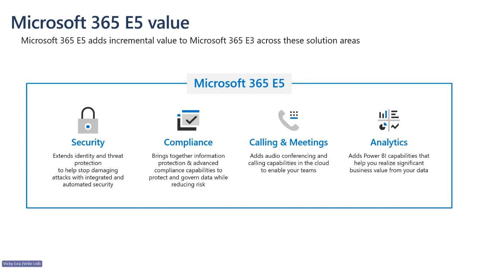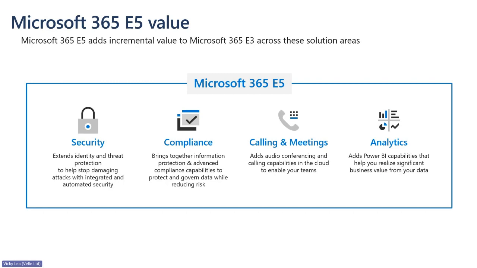We know that E3 gives a good grounding. We've got our Microsoft 365 apps. We've got our user productivity services in Exchange and SharePoint and Teams. We know we've got Windows. We know we've got some security and management tools. So we've got a nice, well-rounded collection of tools when we're working with E3. E5 brings in extra features, and it brings in extra features across, broadly speaking, 4 key areas. So we've got extra security, compliance, calling and meetings features, and extra analytics features.